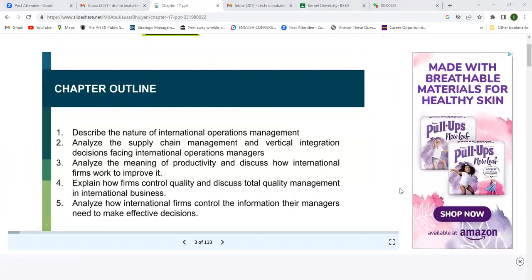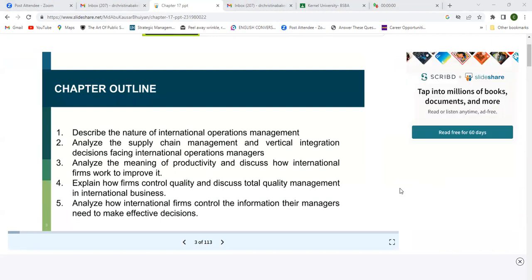In the chapter outline here: describe the nature of international operations management, analyze supply chain management and vertical integration decisions facing the international operations manager, analyze productivity and discuss how international firms work to improve it. Explain how firms control quality and discuss total quality management in international business. Analyze how international firms control the information their managers need to make effective decisions.